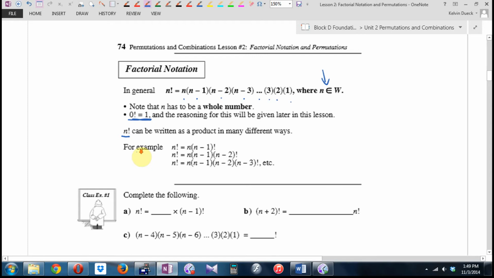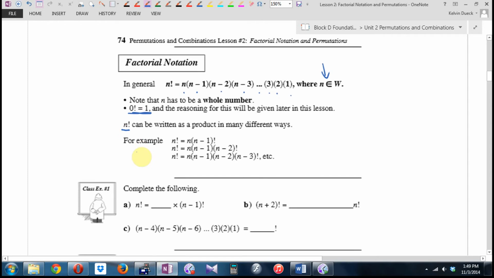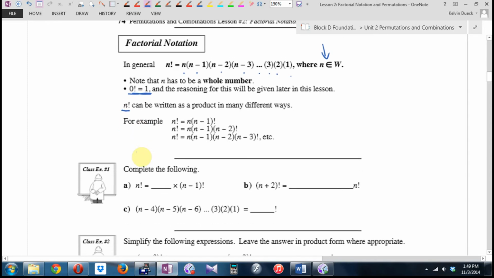N factorial can be written a number of ways. N factorial is n times (n minus 1) factorial, or it's n times (n minus 1) times (n minus 2) factorial, or it's n times (n minus 1) times (n minus 2) times (n minus 3) factorial, or I can replace the (n minus 3) factorial with (n minus 3) times (n minus 4) factorial, or I can break it down as far as I want. Big deal. Actually, great shortcut.